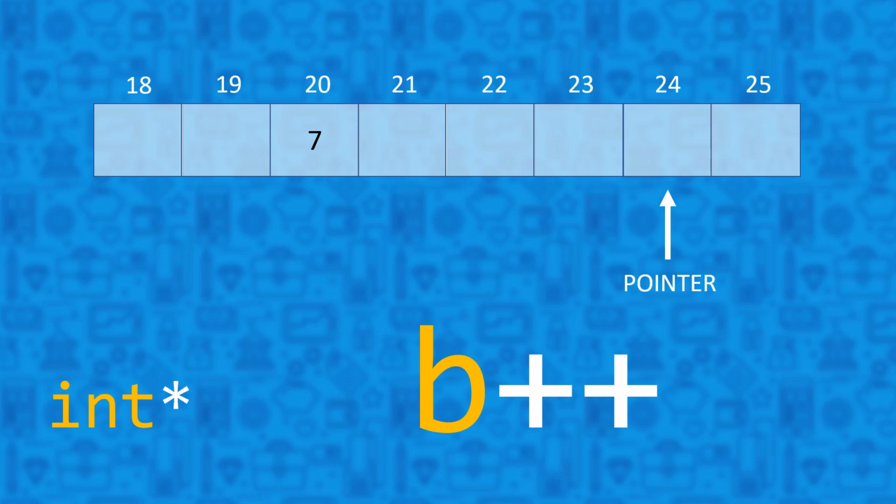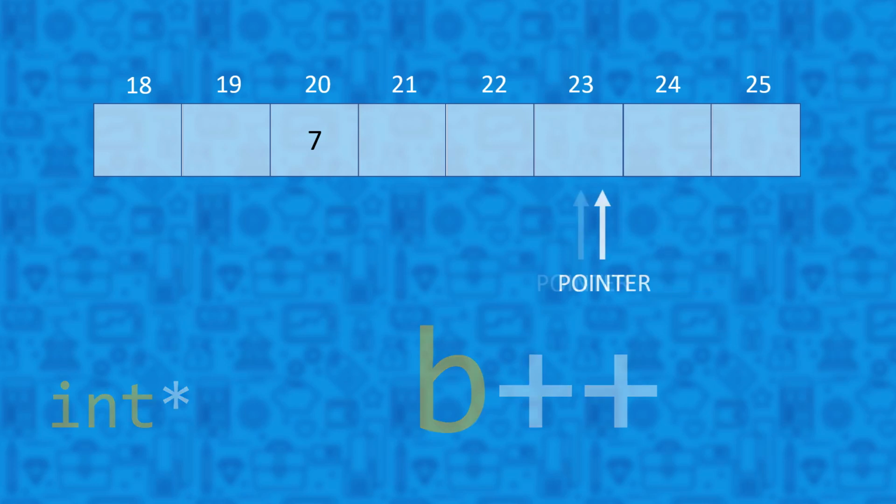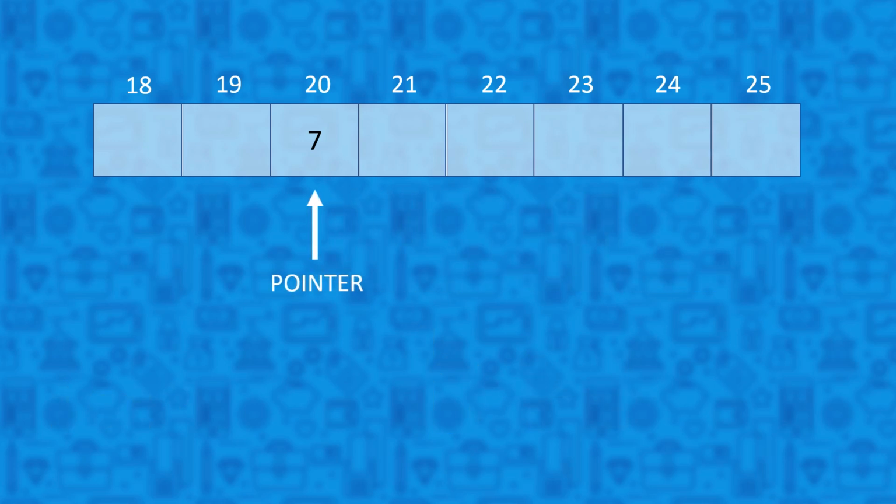Don't worry, you generally can't access memory outside this application. So the worst you'll do is corrupt your application's current memory. But of course, it's still not ideal. So we don't want to increase the pointer. We want to increase what the pointer is pointing at.